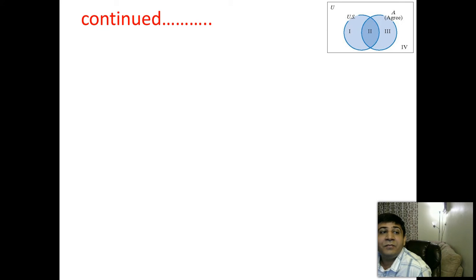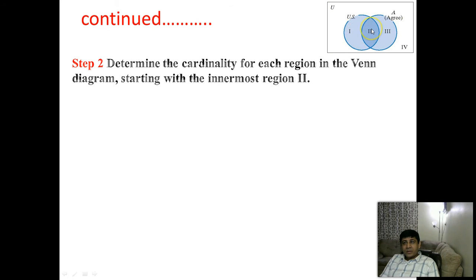Let's start finding the numbers, the cardinal number of each region. We have four regions here: 1, 2, 3, and 4. As you know, we will start with the innermost region, which is region 2. So let's work our way outwards.